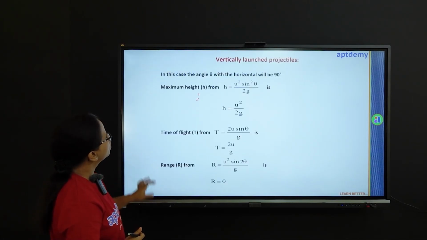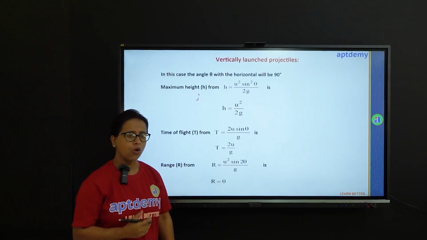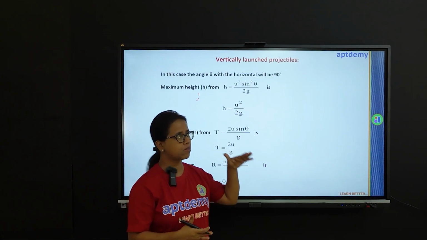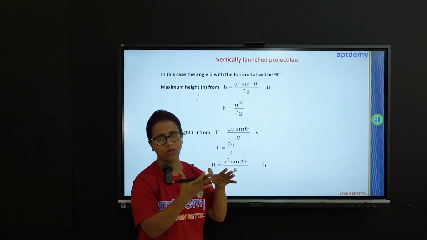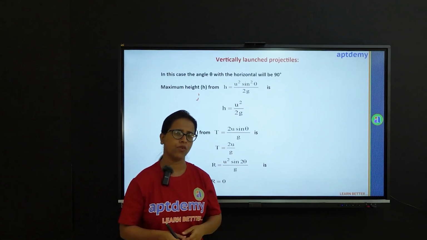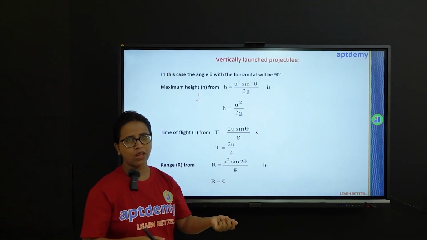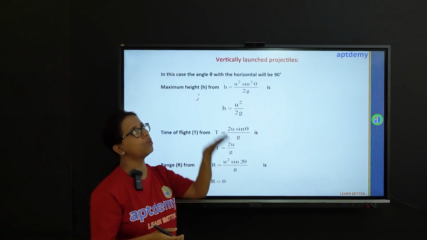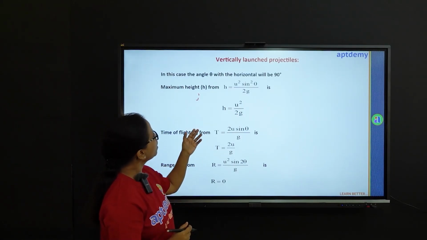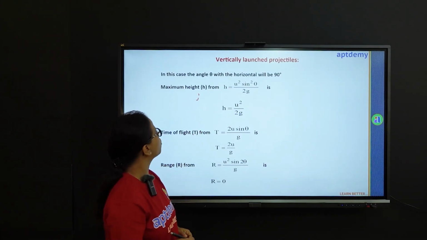Now, let us discuss the case of vertically launched projectiles. We have talked about what happens when a projectile has been launched at a certain angle with the horizontal, and we have talked about horizontal projectiles. Now, what if a projectile has been launched vertically? Imagine a stone thrown vertically up. What happens? You can hold a catch if you are good at that. Anyways, let us try to see how we can derive expressions for the parameters from there.